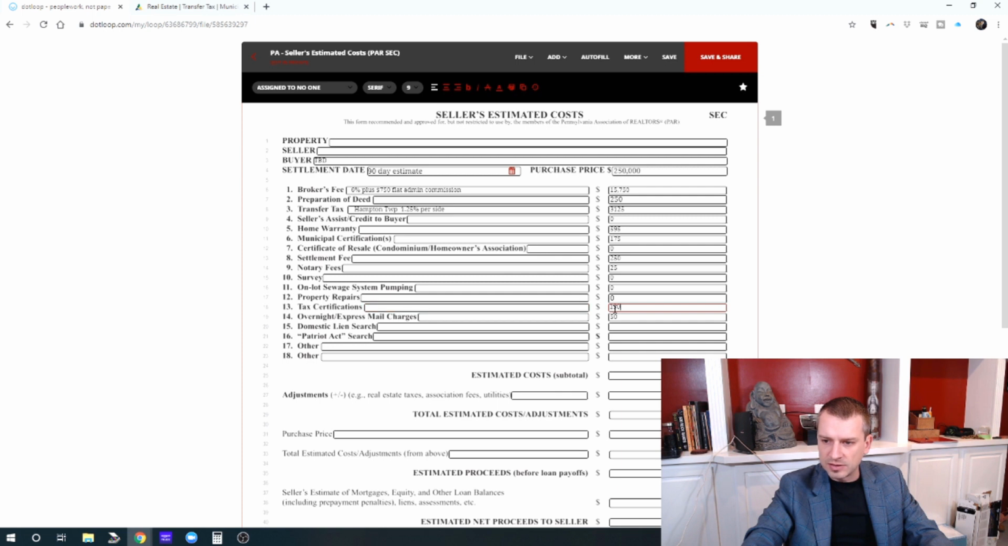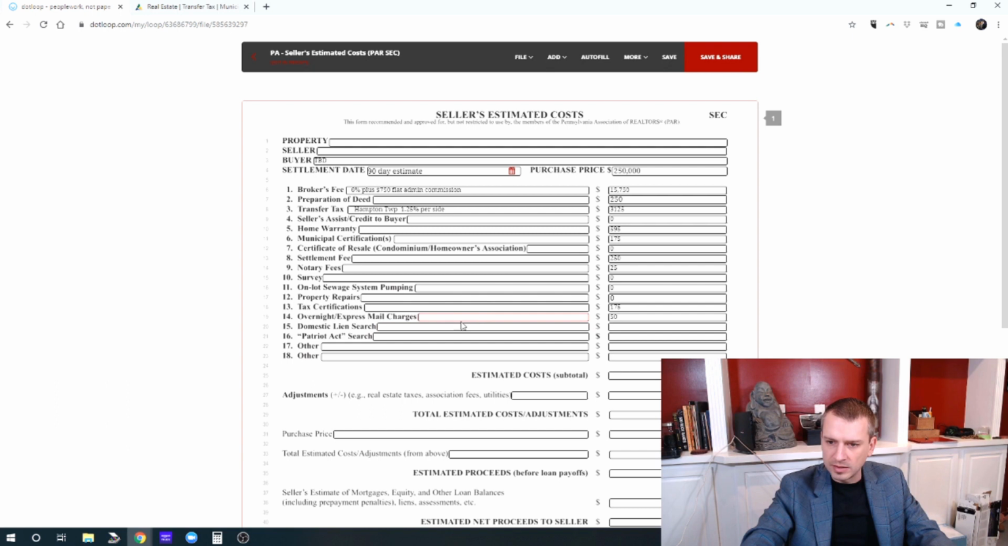Tax certifications, I'm going to make that 175 because it's more like that number right now here in the locality. If you want to know what those numbers should be for your area, you're going to talk to a title company or closing company, and they'll be able to give you an estimate.